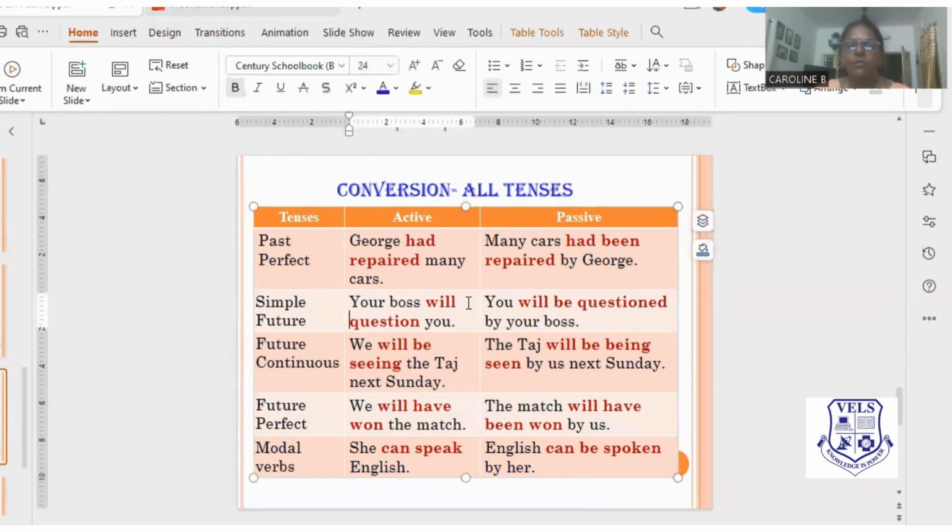Simple future tense, your boss will question you. You will be questioned by your boss. In simple future tense, we add be in the verb phrase.